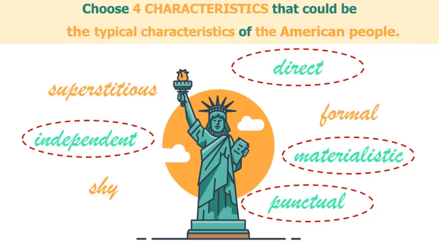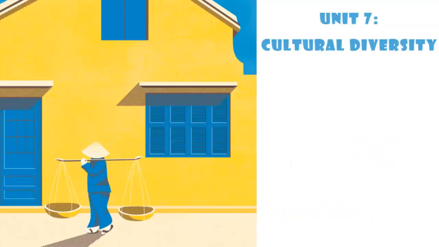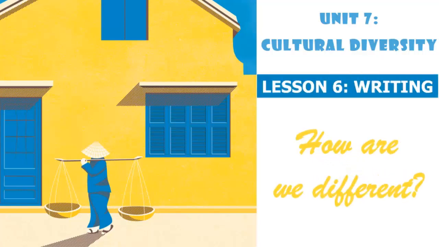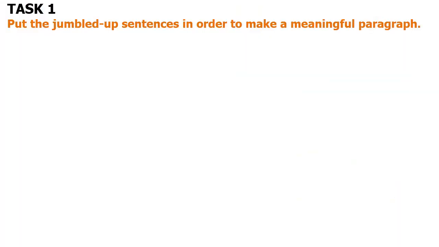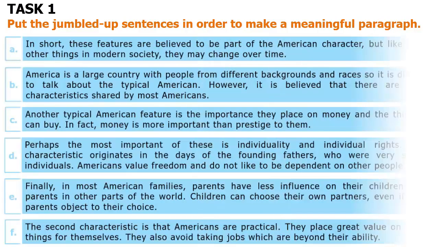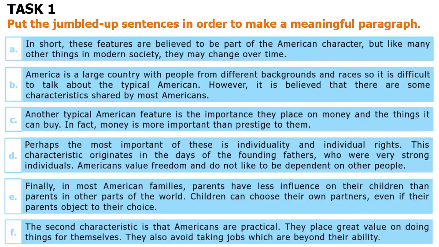Today, we will continue to study Unit 7, Cultural Diversity, Lesson 6, Writing. How are we different? In this lesson, we will learn how to write a paragraph about some characteristics of the Vietnamese people. Now, open the textbook, page 22. Look at task 1 in the textbook. Put the jumbled up sentences in order to make a meaningful paragraph. First, read the jumbled sentences thoroughly.